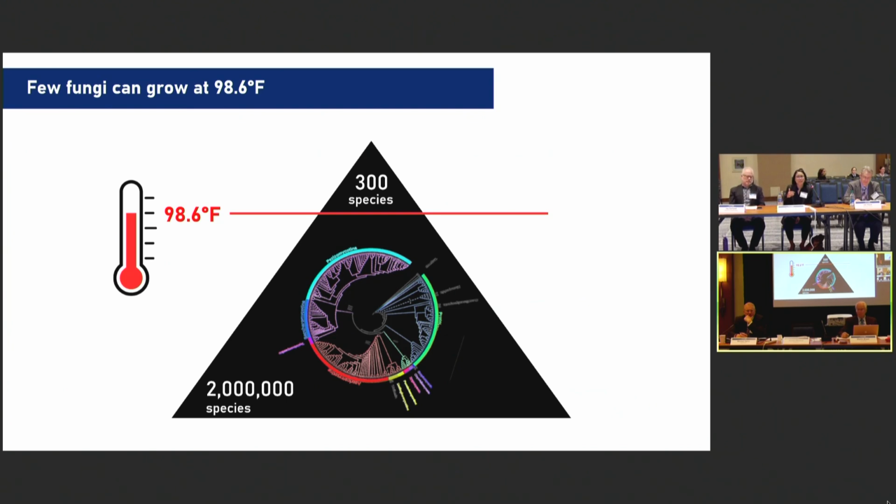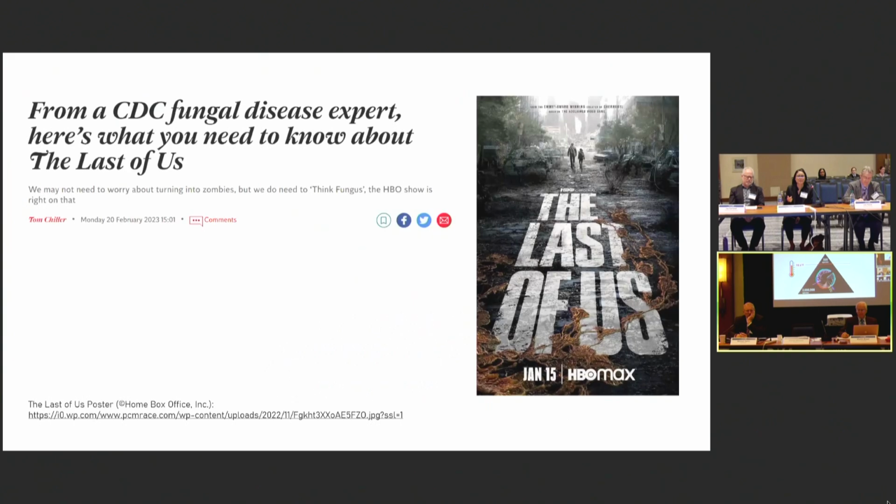And so if we take that theory one step further in the context of Earth's rising temperatures, the question is, will there start to be more fungi that adapt faster than us to increasing human temperatures, and will they kind of fall within this few hundred category and be able to go on and infect humans and cause disease? Next slide. Well, if you ask HBO, they're going to tell you yes.